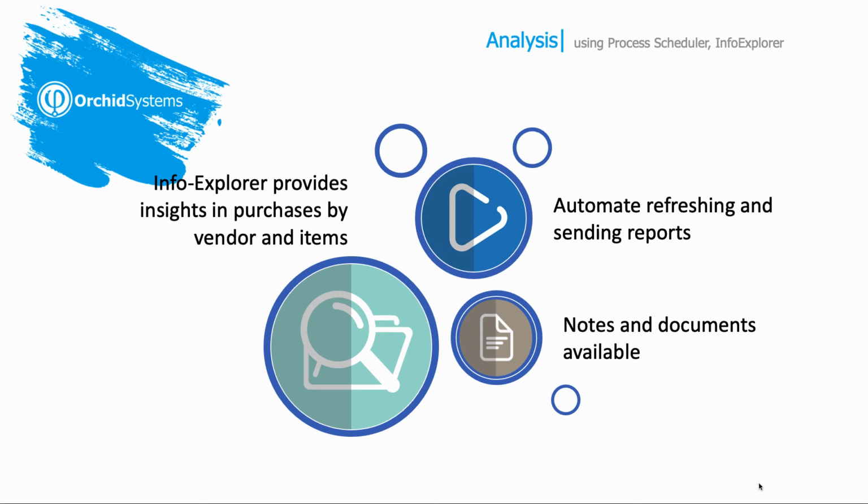Again, Orchid modules provide choice to users depending on how they want to work with Sage 300. To get started, you can use Info Explorer Lite to try using the sample cubes connected to your database. Check the Orchid website for details.